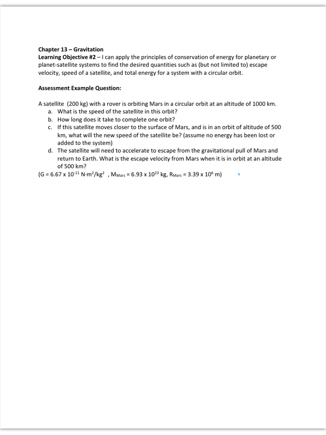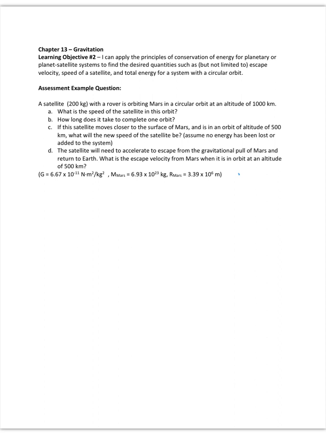We have a satellite orbiting Mars in a circular orbit. It's going to start with an orbit at an altitude of 1,000 kilometers, and then it's going to decrease its altitude to 500 kilometers. So there'll be two different places that it's going to be in terms of its distance from Mars, and we're going to answer questions in both of those distances.